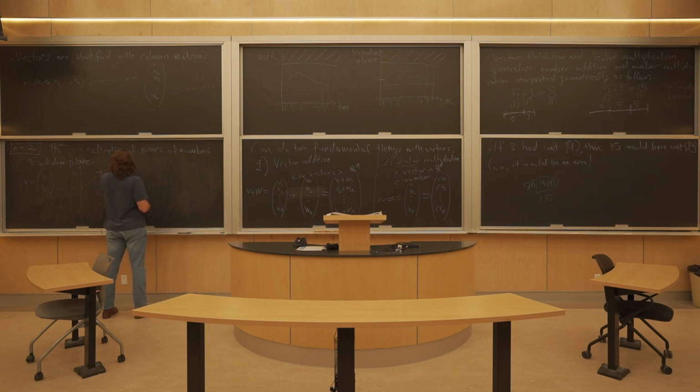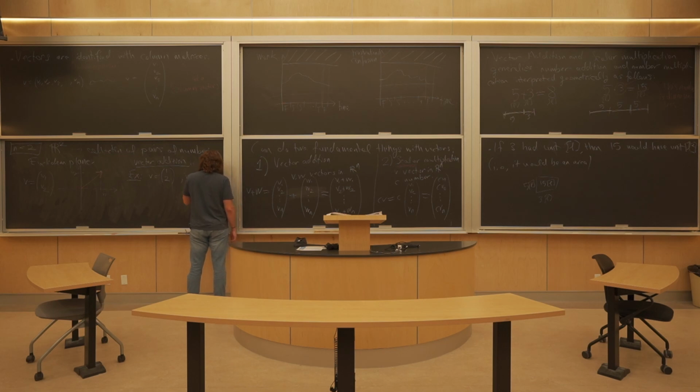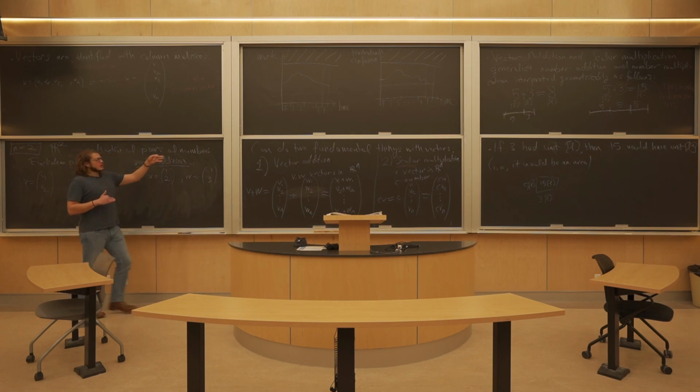So let me write it like this. Addition. And instead of using this abstract notation, let me just be more specific and use numerical values. So let's say that V is (1, 2), and W is (-1, 3). Okay? So now, what is V plus W, algebraically speaking?